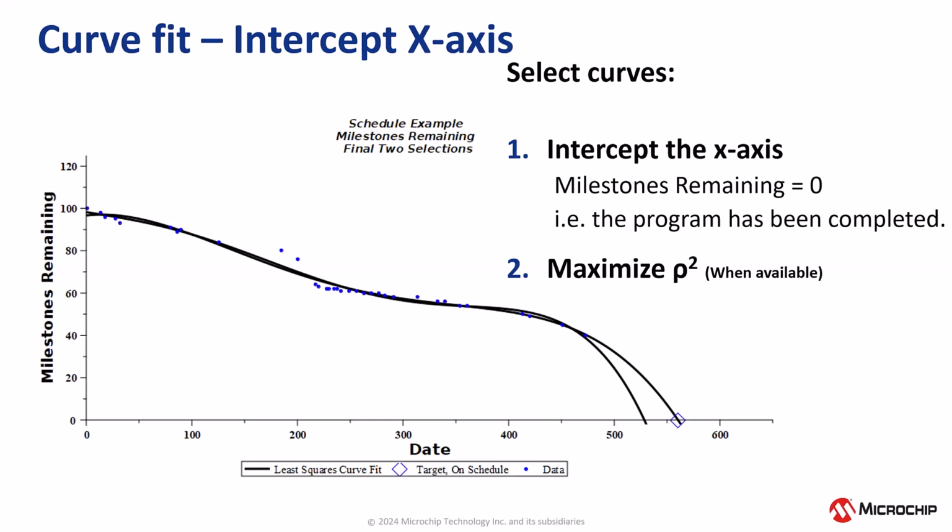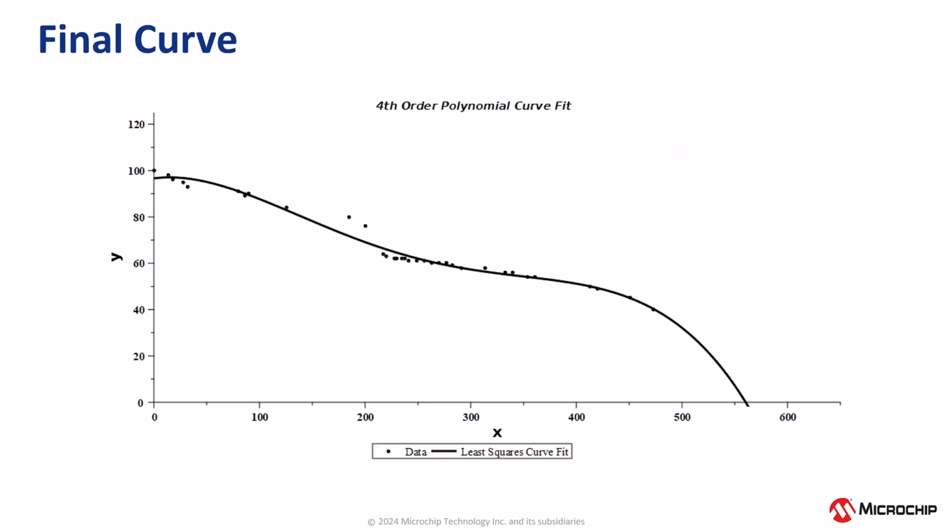Rho squared was reviewed with the objective of using the curve with the largest rho squared value. Additionally, the blue diamond was the target date provided independently. This indicates the desired target date for the completion of the program. After reviewing the desired target date and rho squared, the final curve was selected, which is this one here.